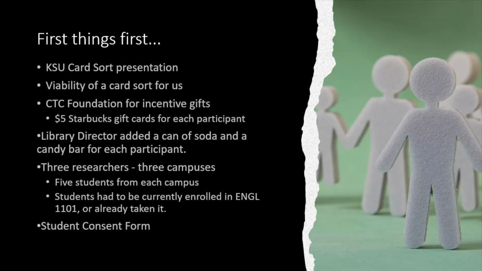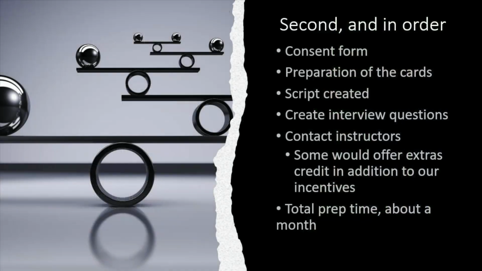3 library staff would act as the researchers for the study, each from a different campus. These locations included our 2 largest and most populous locations, and the third was one that is smaller and has a large dual enrollment population. A group of 5 students each from the 3 campuses were selected to assess the card elements of our English 1101 guide.